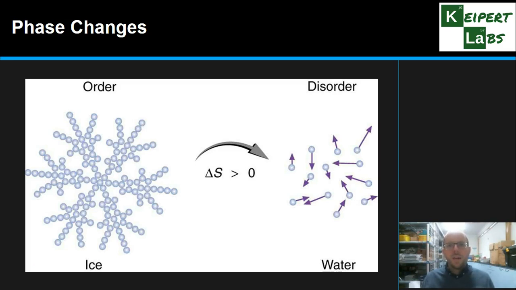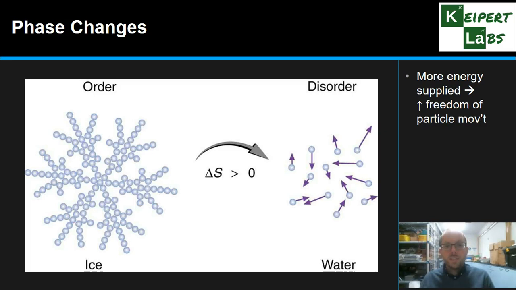Phase changes also affect entropy because the more energy that we supply to the system to change from solid to liquid or gas causes a greater freedom of particle movement. That means that those particles are moving around more. There's lots of possible more microstates, more configurations they can have, so entropy increases. So as we go from solid to liquid, liquid to gas, entropy increases significantly.